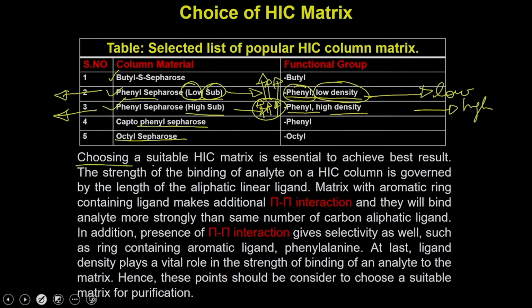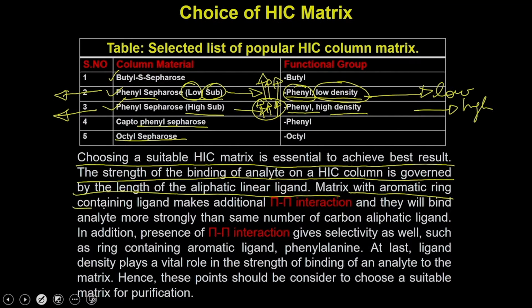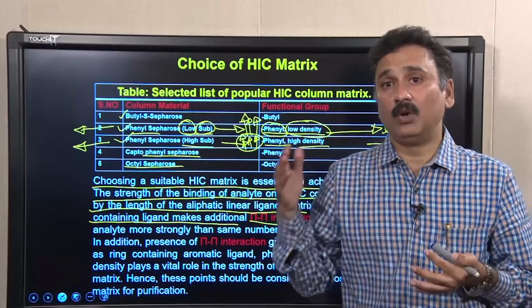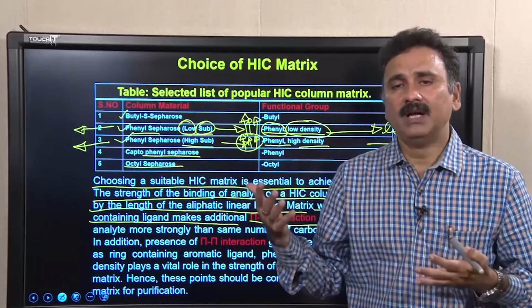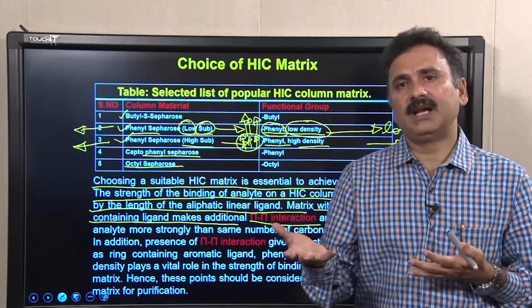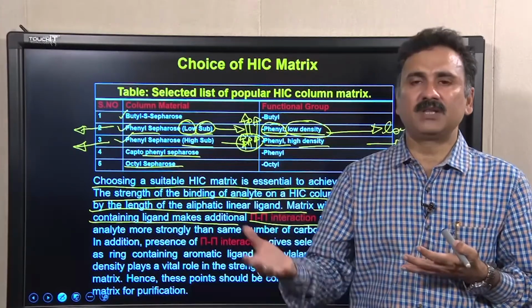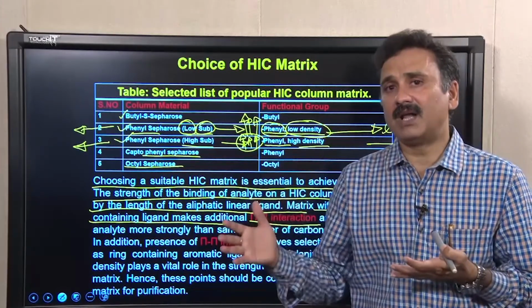Now, choosing a suitable HIC matrix is essential to achieve the best results. The strength of the binding of an analyte on a HIC column is governed by the length of the aliphatic linear chain. A matrix with an aromatic ring containing ligand makes additional pi-pi interactions. So, if you have the aliphatic groups attached to the matrix, you are going to have the lower affinity. If you have the aromatic, then it is going to show the additional interactions with the hydrophobic patches present on the protein, and that is how it is going to have the higher affinity.